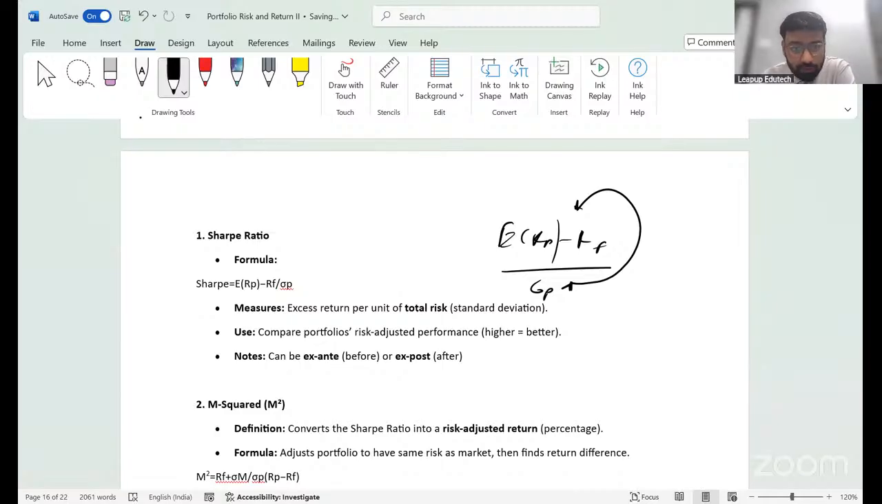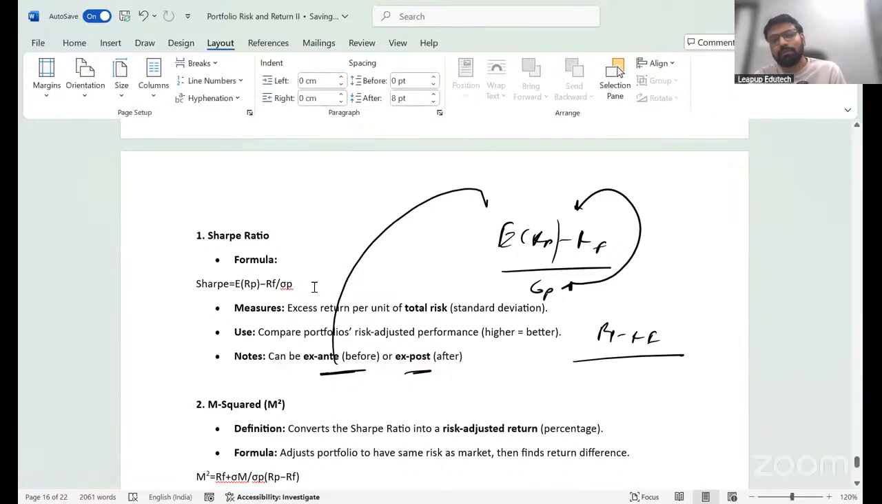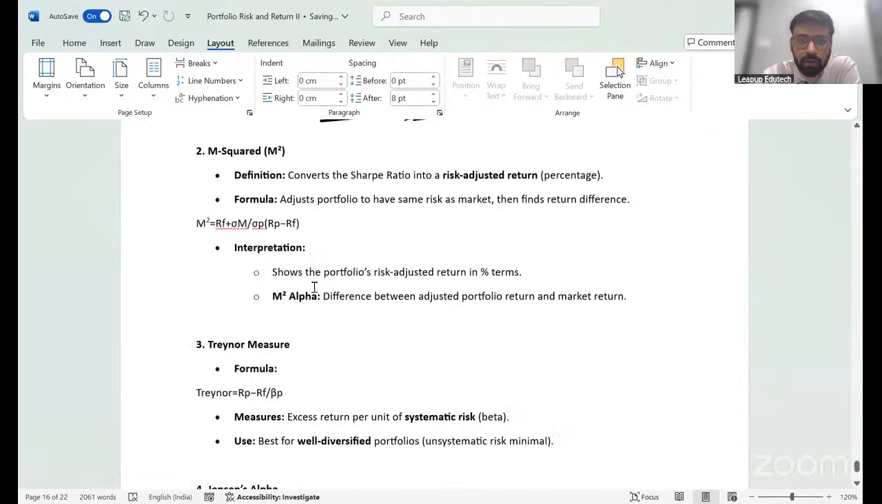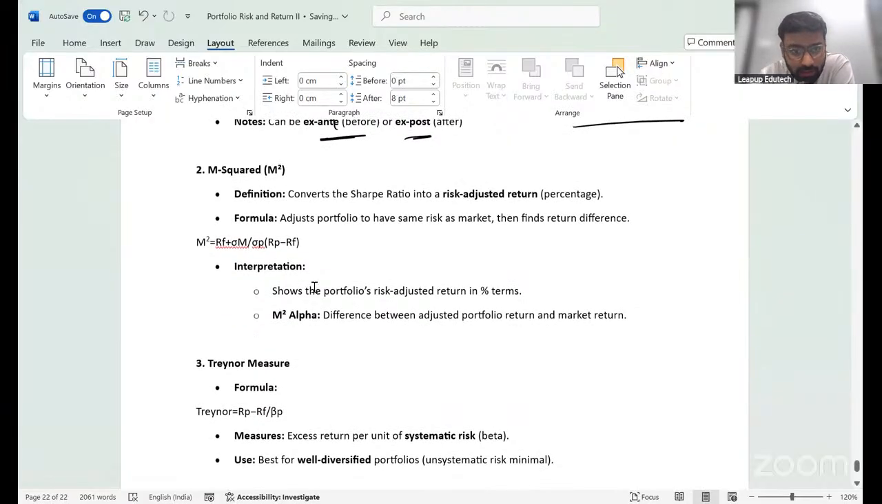That means if you are using the expected return, it is ex ante; it can also be ex post. If you are using the actual return of the portfolio, that means it is ex post, after the stock or portfolio has delivered its return. And that is what your Sharpe ratio is. Sir, what do you mean by M squared ratio? It converts the Sharpe ratio into something called a risk adjusted return in a percentage form.